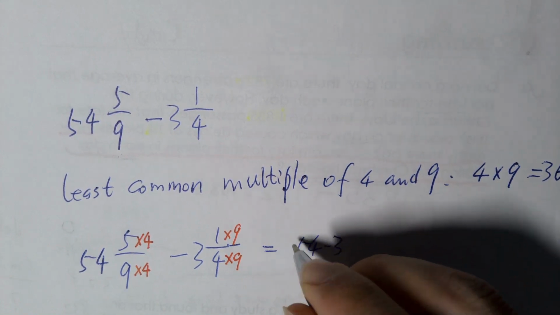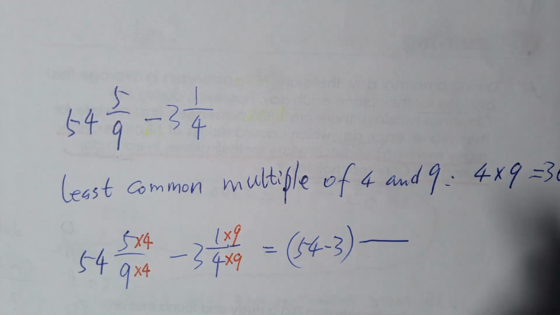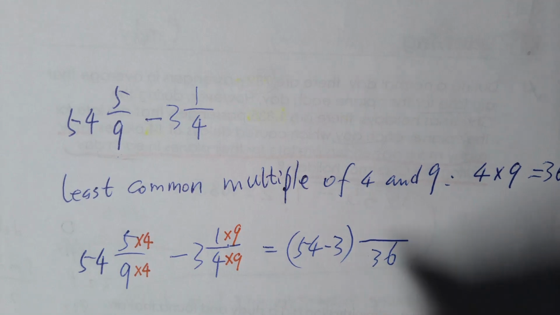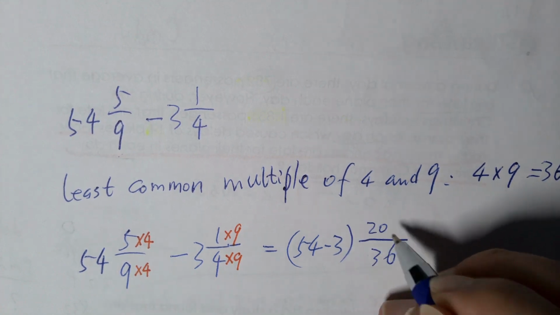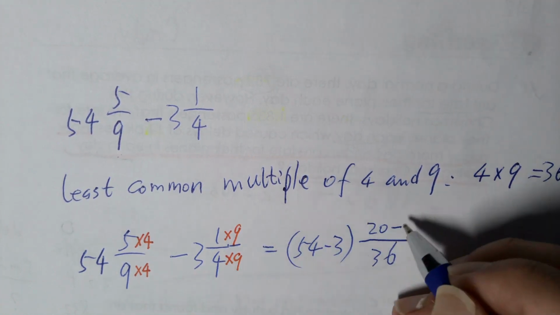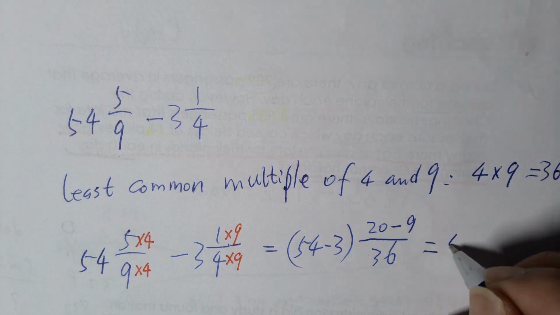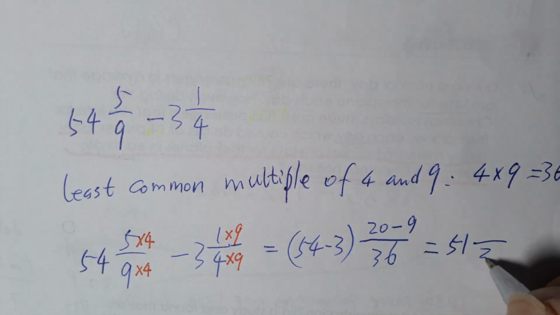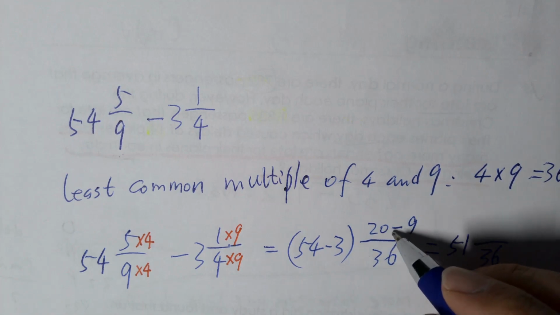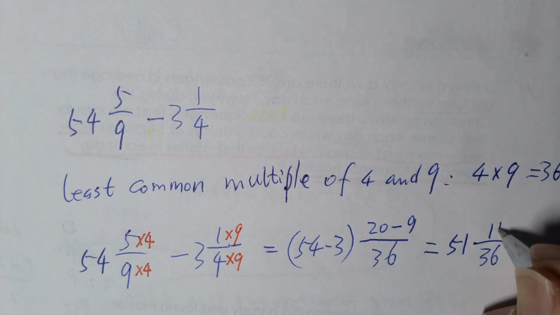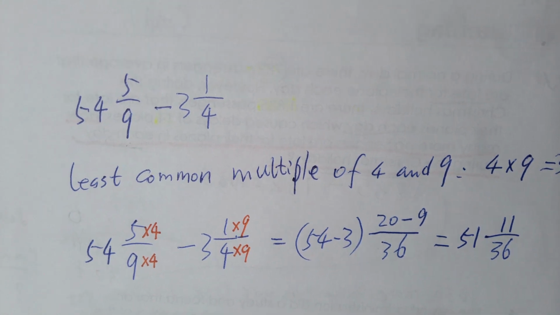54 minus 3, okay, for the integer. And for the fraction, we have 36. On the numerator, you have 4 times 5, which is 20, minus 1 times 9, which is 9. So the final answer here is 54 minus 3 is 51. On the fraction, you have 36 as the denominator, and 20 minus 9 is 11. Okay, so this is the final result for that deduction.